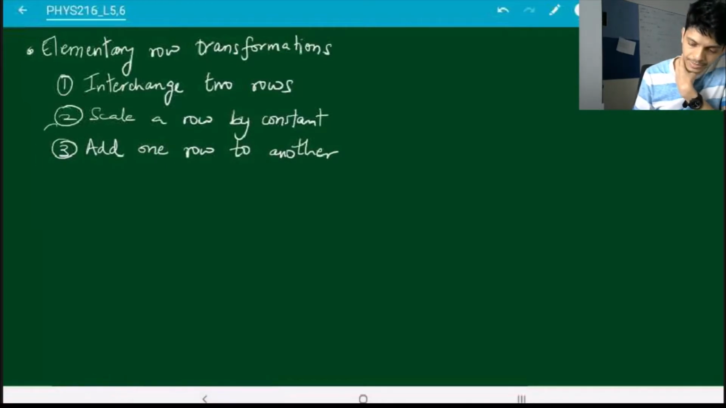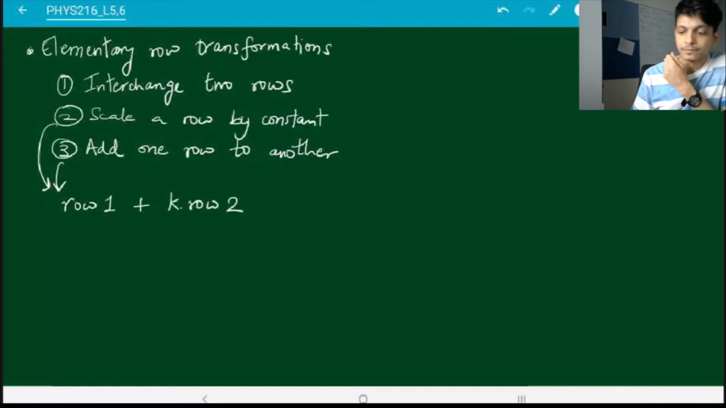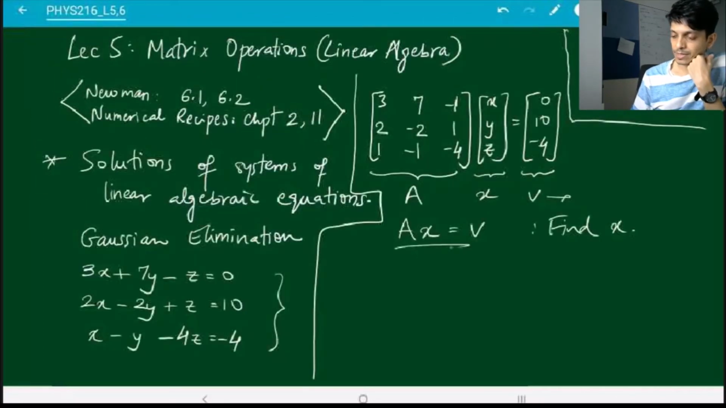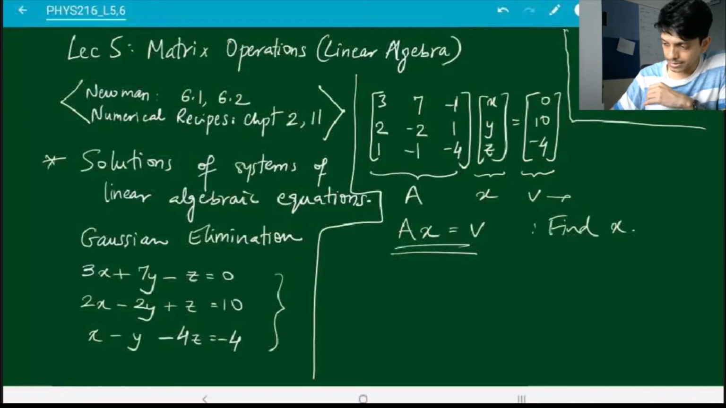And in fact, you can combine the second and the third rules to make one combined rule, which is that you can take, let's say, row 1 and add to it k times row 2. That is allowed. So these are the elementary row transformations. And with the help of these, we can solve this matrix equation that we have. So let's first solve it out by hand analytically. That will give you a feeling of what exactly these row transformations are, what they do, and how they help us in solving these equations simultaneously.